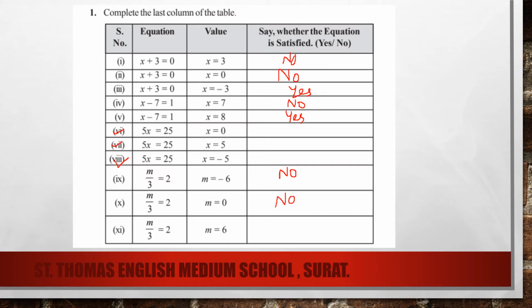Next one, m by 3 is equal to 2. The value of m is given as 6. So 6 by 3. What is 6 by 3? 3 ones are 3, 3 twos are 6. So 2 is equal to 2. That is, LHS is equal to RHS.